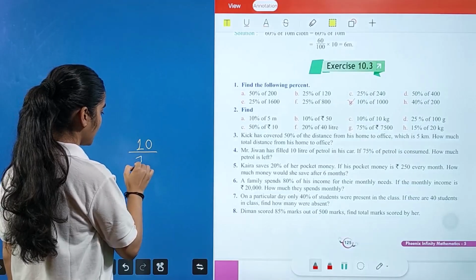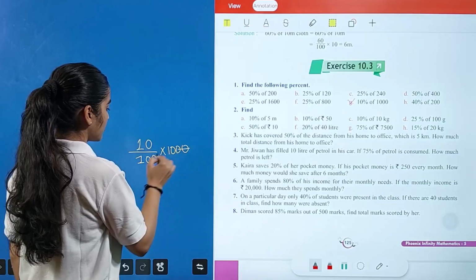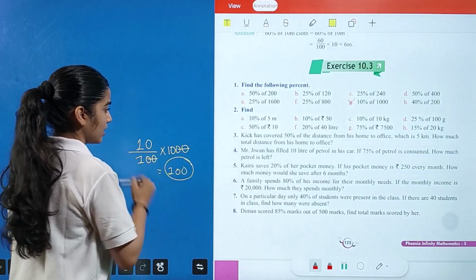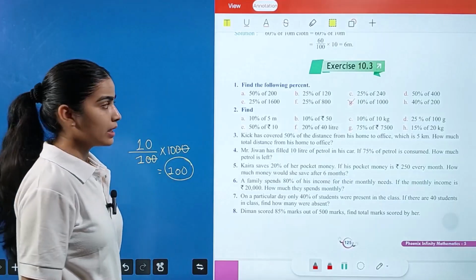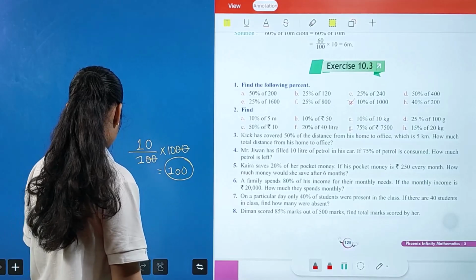10%, so 10 by 100 of 1000. Two zeros are cancelled out with two zeros. So we have 100 as our final answer. So students, you can easily find out the rest of the parts you have in question number 1 by following the steps as I do.